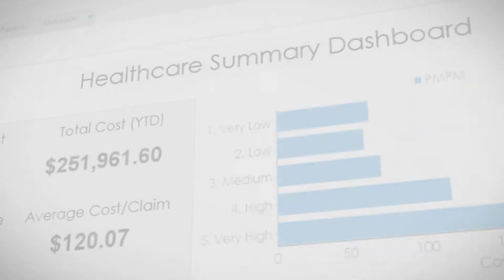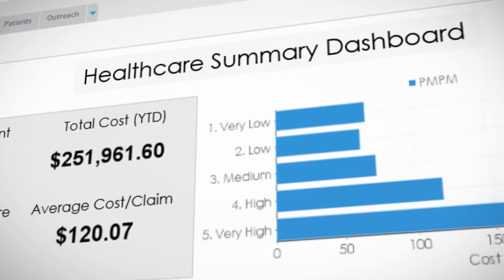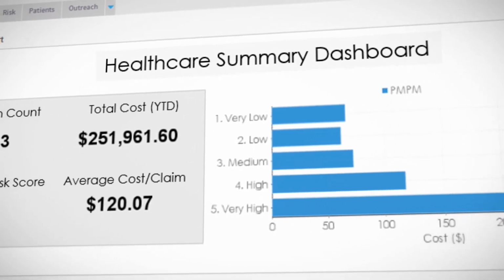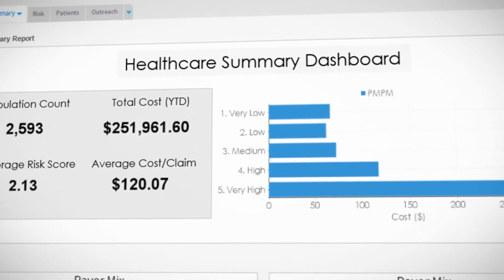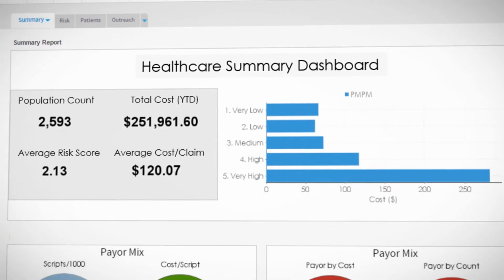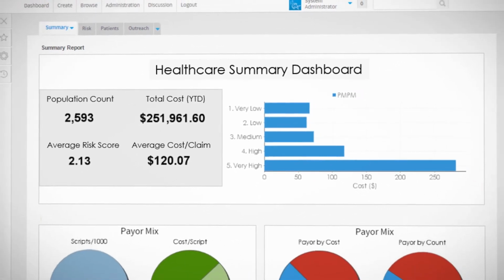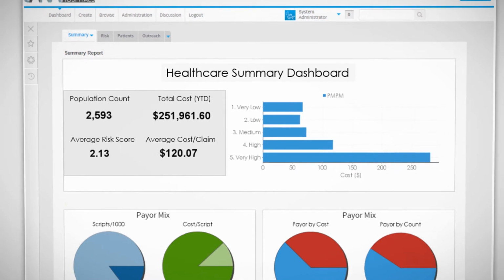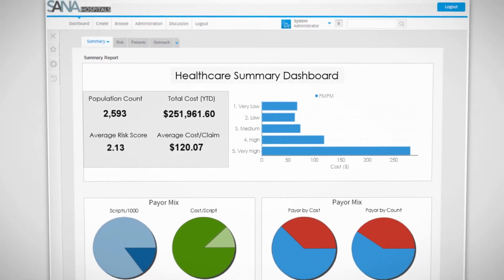Let's take a look with Sandy as she begins her day by logging into her dashboard to find out the current status of the hospital's patient population. As Sandy signs into her dashboard, her goal is to quickly identify which of her hospital's attributed patients are in need of care and how to prioritize who to reach out to first.